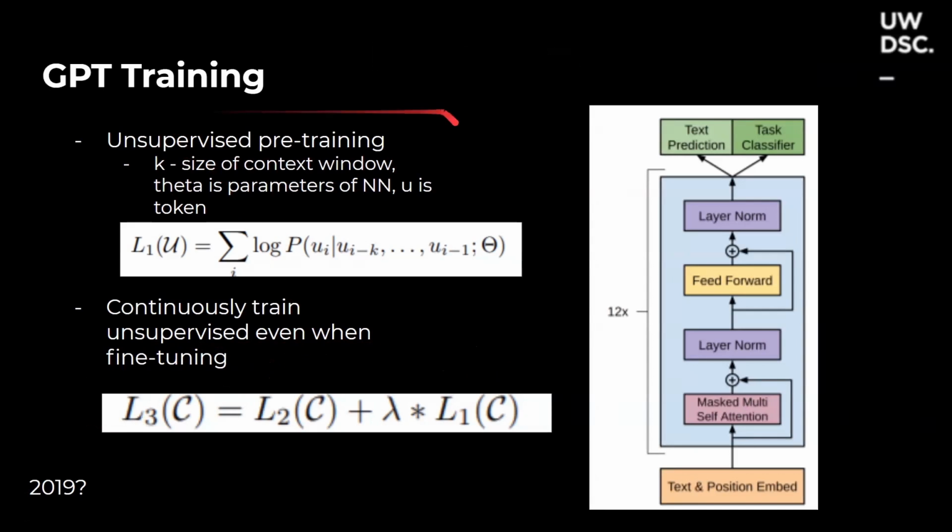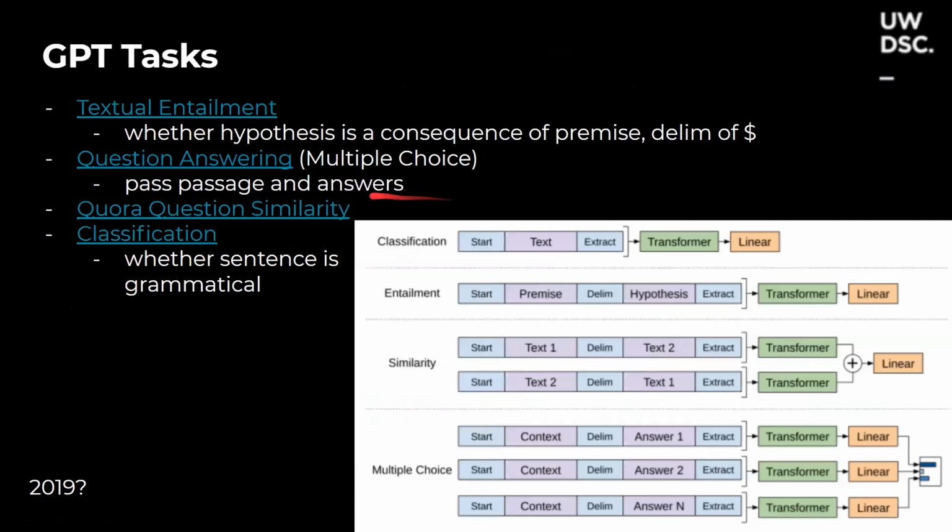And basically similar to BERT, they use a corpus of words to train this pre-training phase. And these are the tasks that the GPT was trained to do. Textual entailment is just predicting whether a hypothesis is a consequence of a premise. And we separate those two sentences with a delimiter of $.